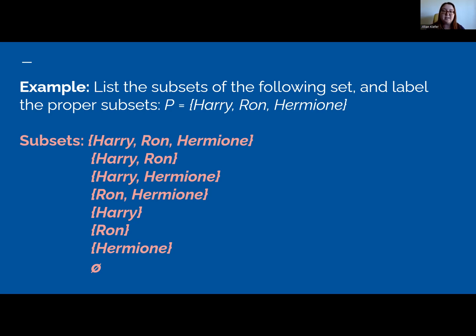So these are all of our subsets. We can count them up. There's 1, 2, 3, 4, 5, 6, 7, 8. 8 subsets of the set of Harry, Ron, and Hermione.